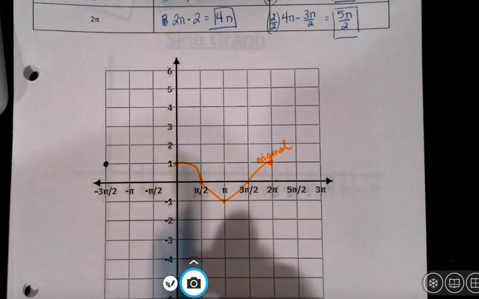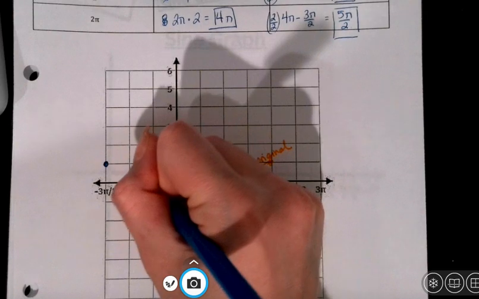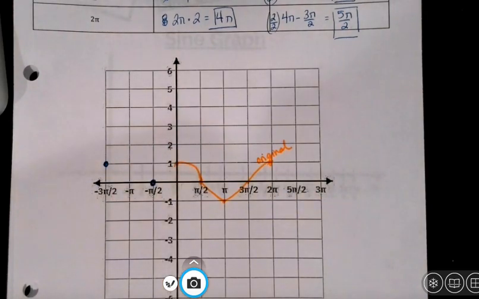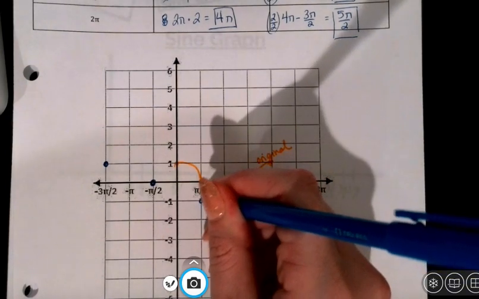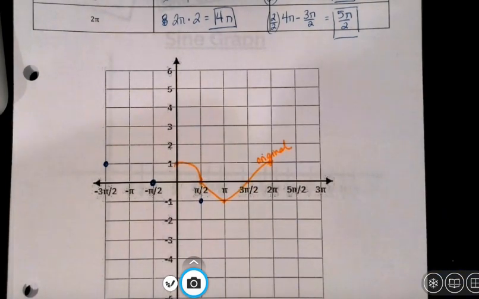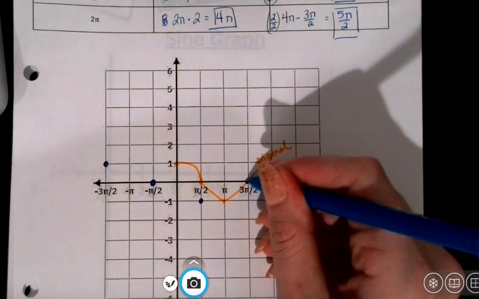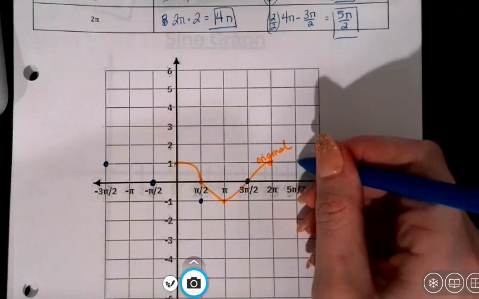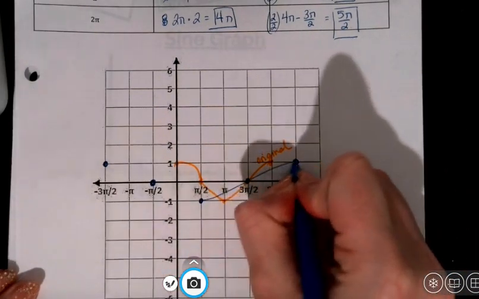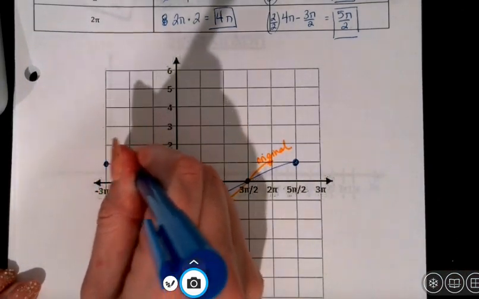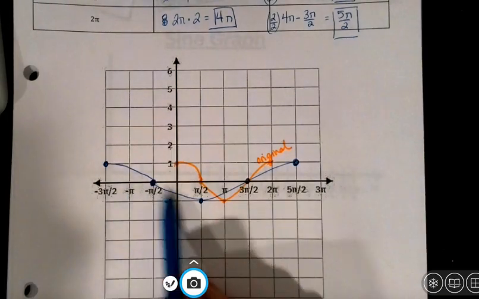Then I have the point that's at pi over 2 is getting shifted to negative pi over 2, which is right there. The point that's at pi is getting shifted to pi over 2. 3 pi over 2 is getting shifted to 3 pi over 2, so it's staying there. And then the point that's at 2 pi is getting shifted to 5 pi over 2. So that's like stage 2.